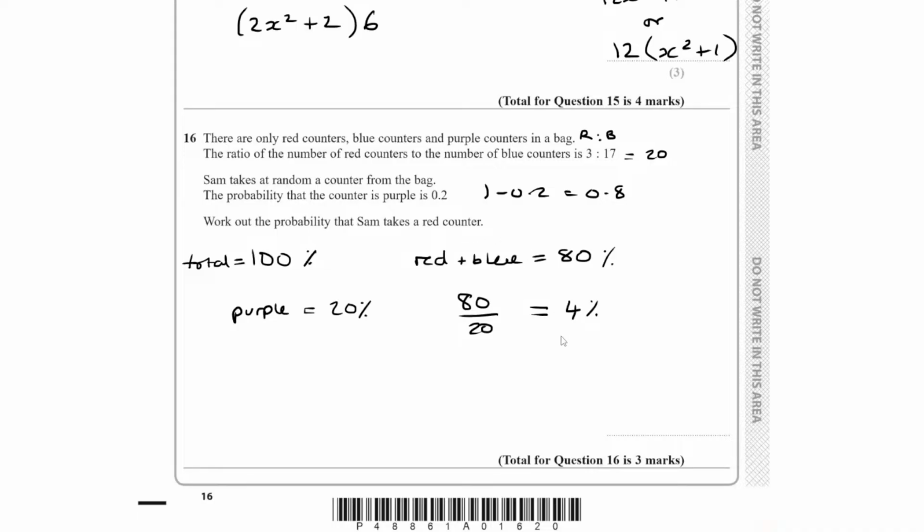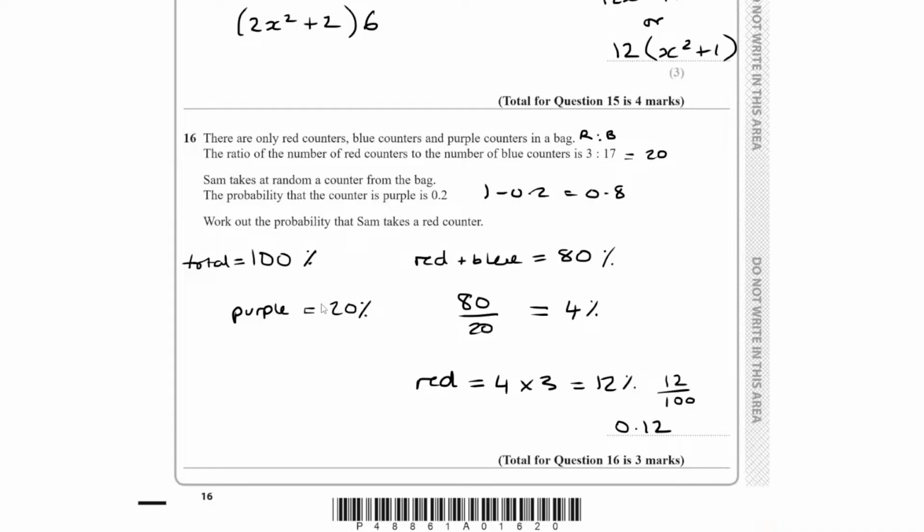Now, what do they ask for? They ask for red. Red is therefore 4 times the 3 parts, isn't it? So 12. You either put 12%, or you can put 12 over 100. You can put it as a decimal. You might have got 0.12. Because it's a probability, you can put it in any format, decimal, fraction, or percentage, doesn't matter.